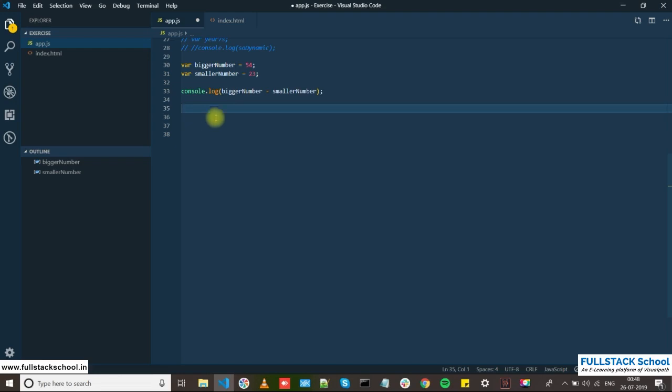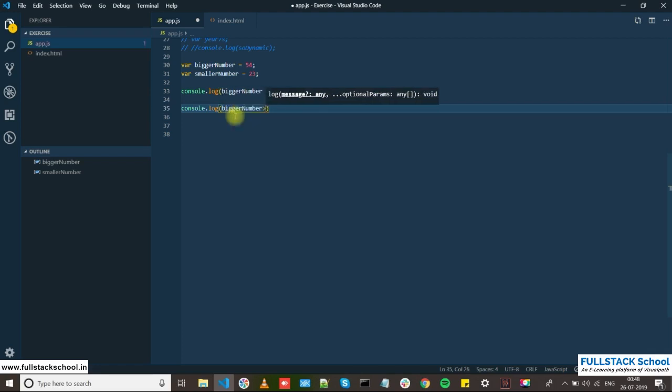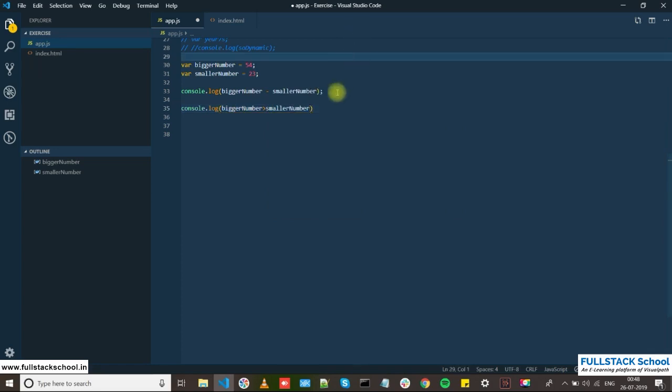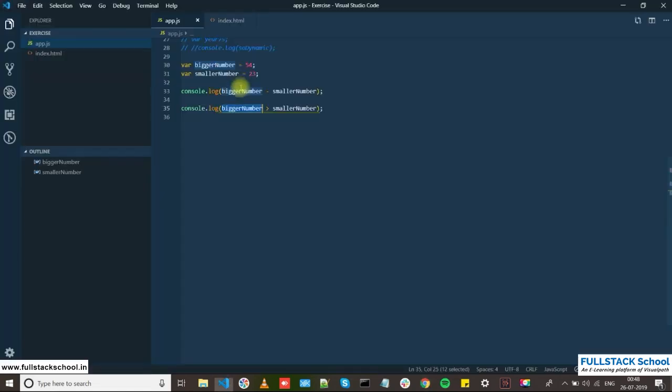Again, we'll take bigger number and smaller number. Let me console dot log bigger number greater than smaller number. Is it? In this case, it should give us true. A logical operator returns not a value, but whether the condition is true or false. And in this case, it should return true.